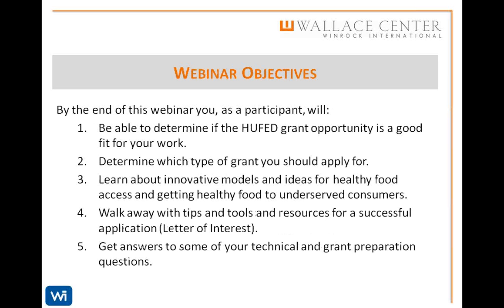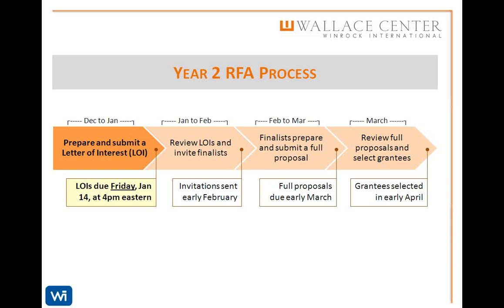Eastern Time. So the webinar objectives, what I'm hoping that all of you in this webinar will get out of this by the end of this webinar is, 1, to be able to determine if the Hue Fed grant opportunity is a good fit for your work. 2, determine which type of grant you should apply for. 3, learn about innovative models and ideas for healthy food access and getting healthy food to underserved consumers. 4, walk away with tips and tools and resources for a successful application or letter of interest. And 5, get answers to some of your technical and grant preparation questions.